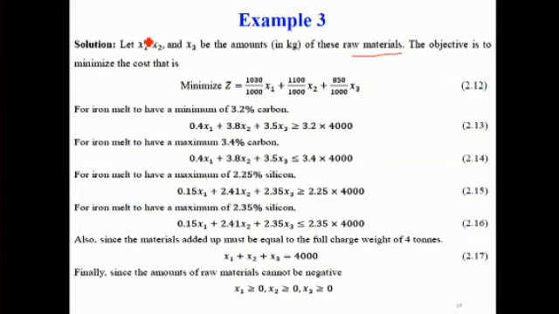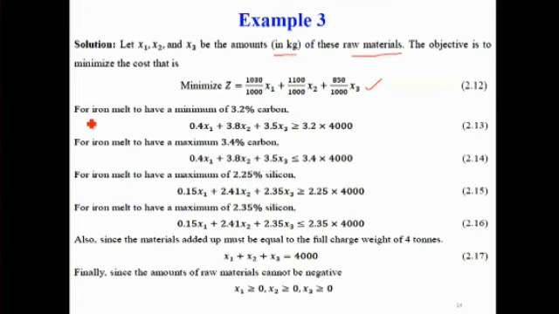For the first one it was 1030 per ton. But we are finding in kg, that's why we have to convert it into kg. So 1030 by 1000 x1 plus, for the second material, steel scrap, 1100 by 1000 x2, plus the third one, 850 by 1000 x3. This will be your objective function that we have to minimize.